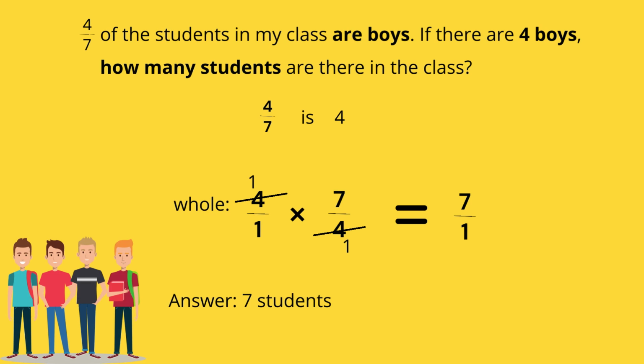So students, this is how we apply the formula for finding the whole. To find the whole of any quantity, you multiply the quantity by the reciprocal of its fraction. It must be the quantity's fraction. If the quantity represents the number of girls, the fraction must also represent the number of girls.